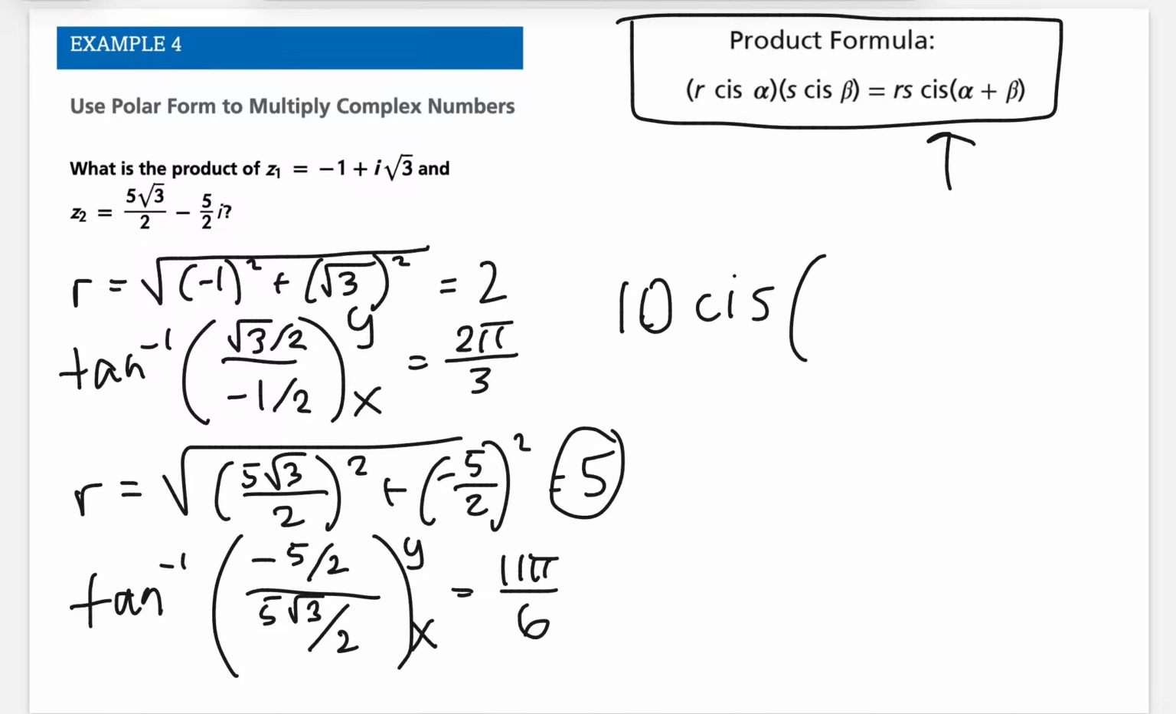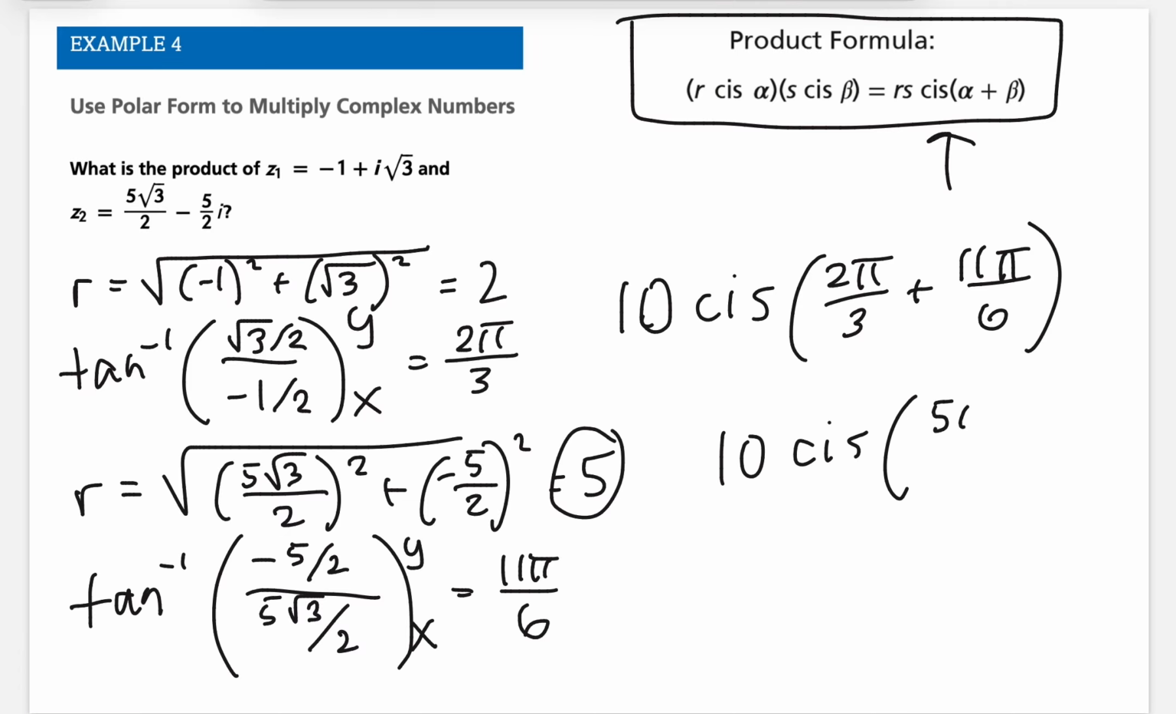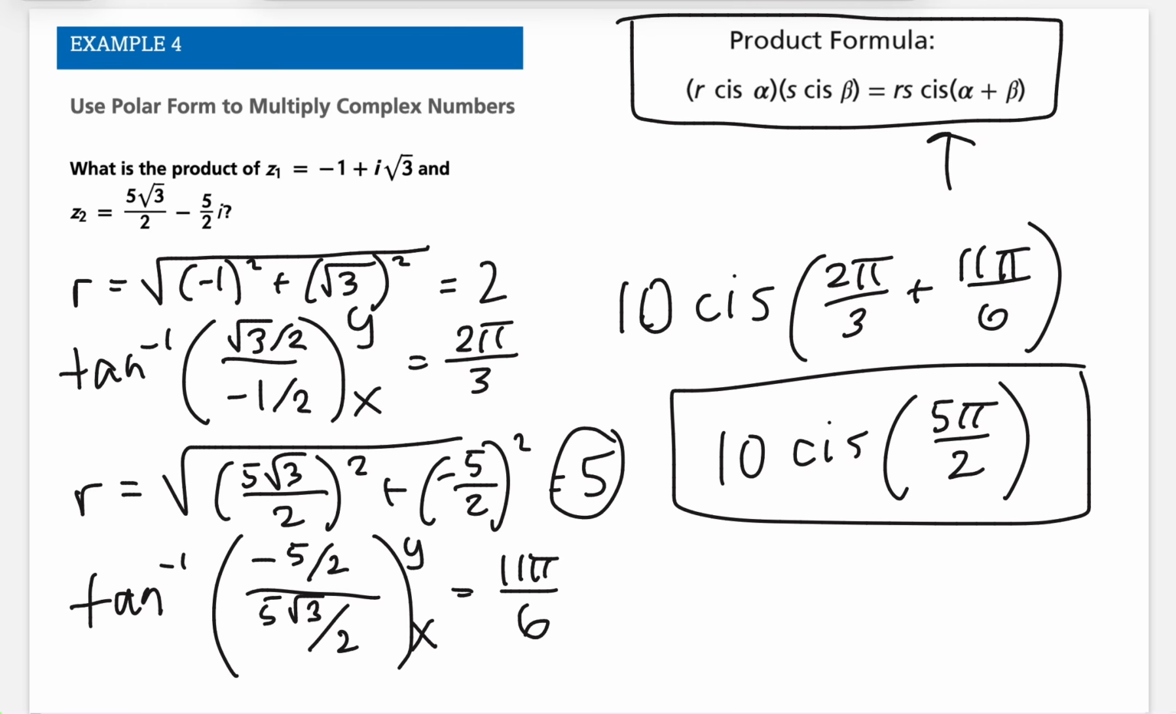And then to find our angle, we're taking 2 pi over 3 plus 11 pi over 6. So 2 pi over 3 plus 11 pi over 6 would give us 5 pi over 2. So there is our new point that we have multiplied together.